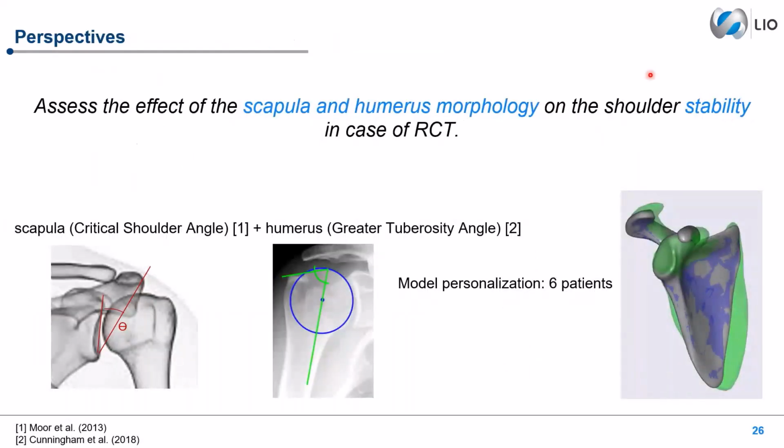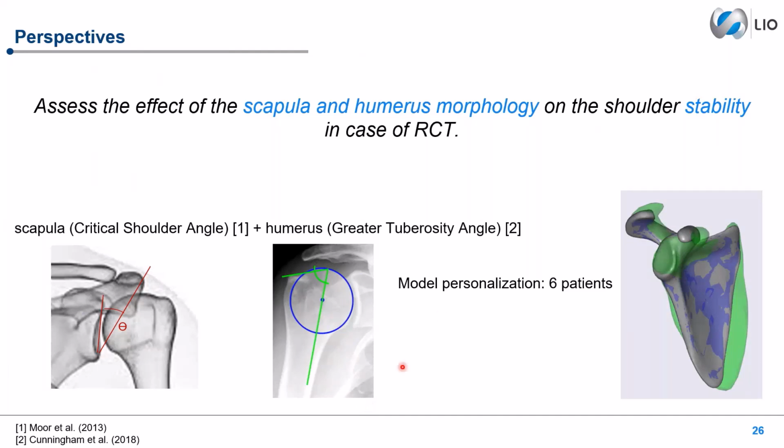The next step for me will be to assess both scapular and humerus morphology on shoulder stability in case of RCT. The first study was only focusing on the scapular morphology, but the joint is two articulations, so I think it's also very important to consider the humerus morphology. We can do it by assessing the effect of the greater tuberosity angle, which is also a radiological parameter that is used in clinic to predict rotator cuff tear.